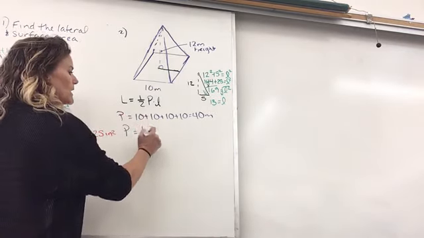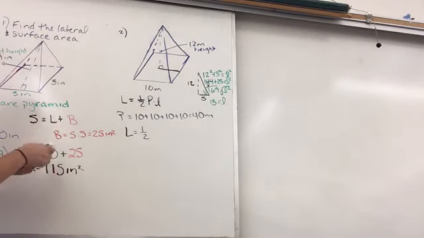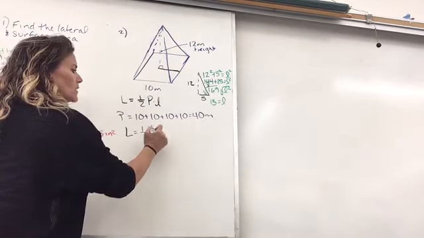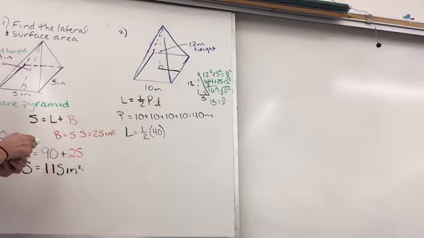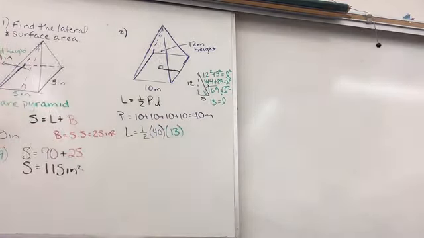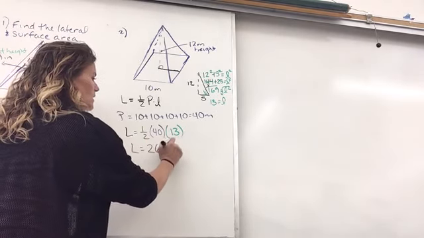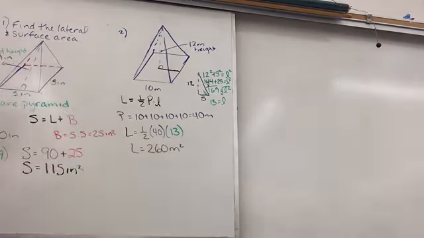So L equals 1/2 the perimeter, which was 40, times the slant height, which we found to be 13. Half of 40 is 20. 20 times 13 is 260 meters squared. Now, we're ready to go find the total surface area.